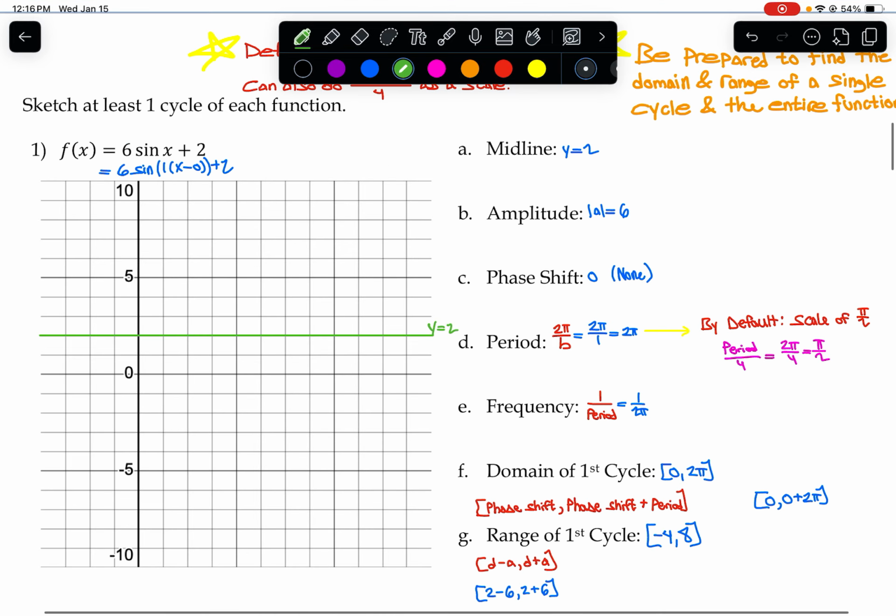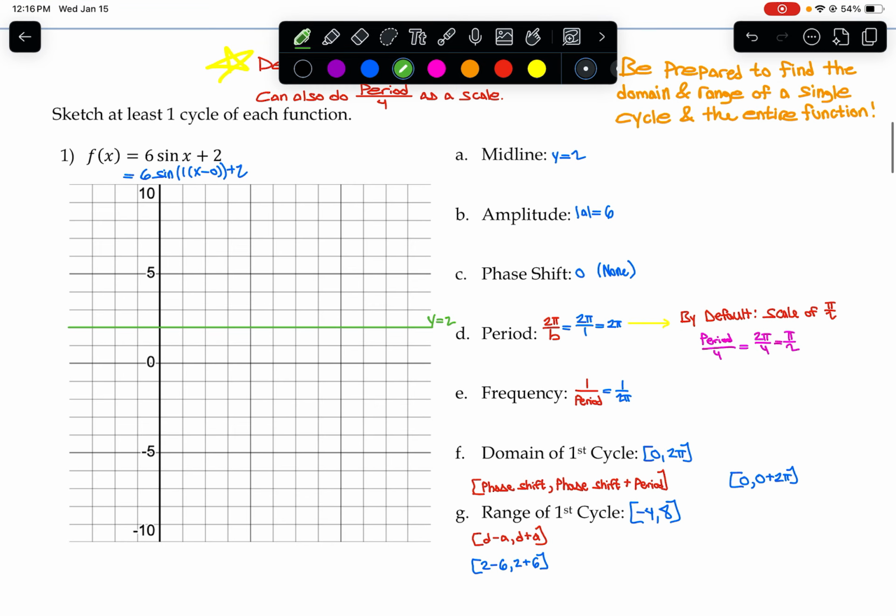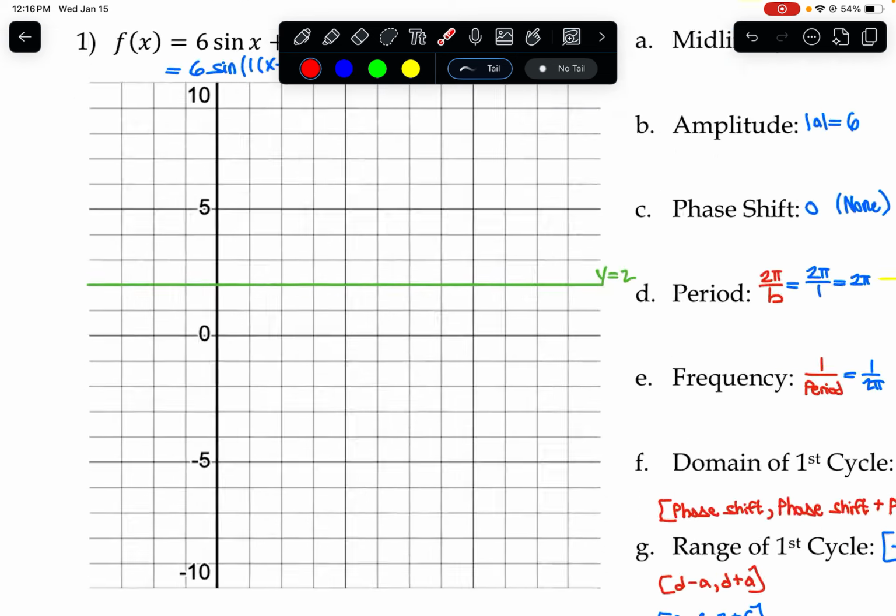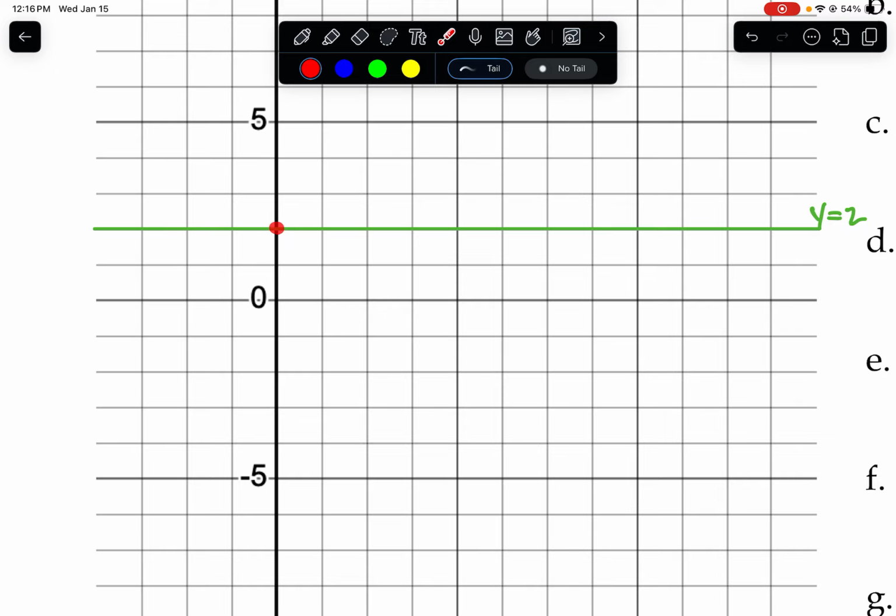All right, and then I'm ready to do the amplitudes, the different points. Since we're in a positive sine graph, we're going to do mid, high, mid, low, mid. We're going to follow that pattern. Your first point is going to be on your midline since we're starting on a middle point. So I'm going to put a point on the midline.